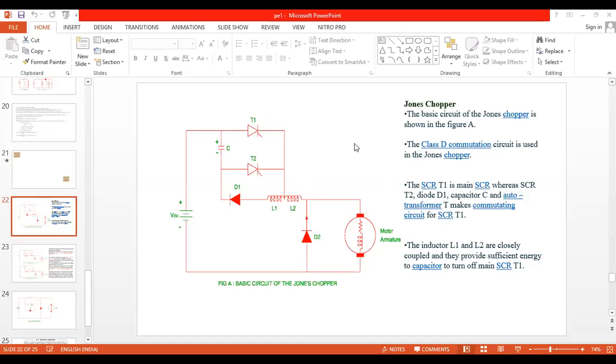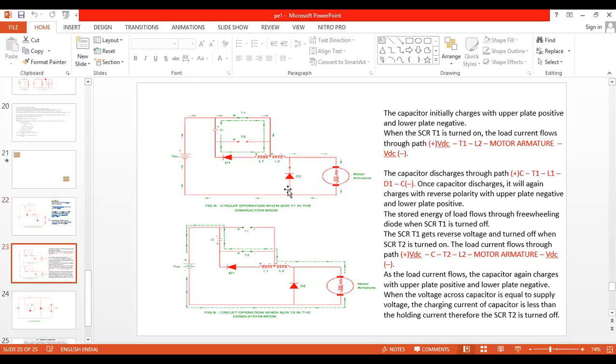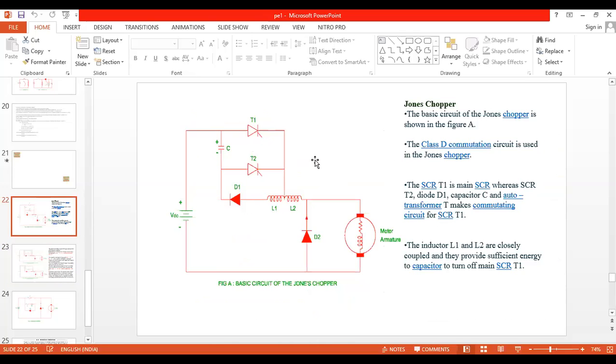Now we are coming to case 2. I'll show the next slide here. So here, what is case 1? This red line indicates the direction of the current. You can see case 1. From the supply, current flows to T1, T1 is on, T1 to L2, L2 to the motor. First I will show this circuit only. I want every student to understand. By seeing the circuit, you must be in a position to give the explanation.